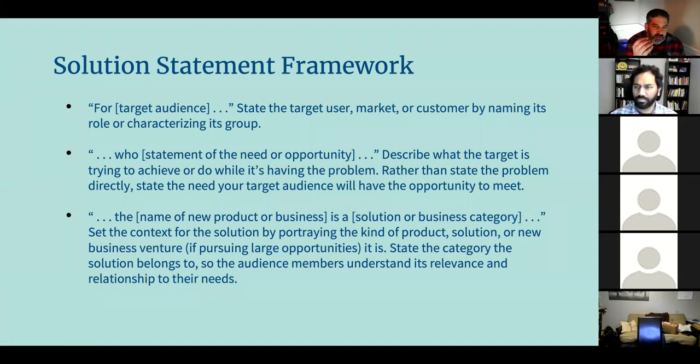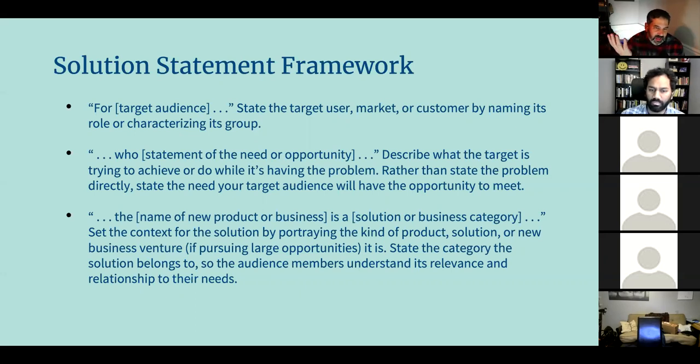All right, so for the solution statement framework, for the target audience, you have to state the target user, the market or customer by naming its role or characterizing its group. Going back to what we talked about around segmentations, types, and considerations, this is that first part. This is not the open-ended statement that I heard in some of the problem statements, which is fine to end out with the how. This is the statement that actually tells you in depth how and why and what it's going to provide. So first, identify the target market, then detail that target market in your solution statement at the beginning.